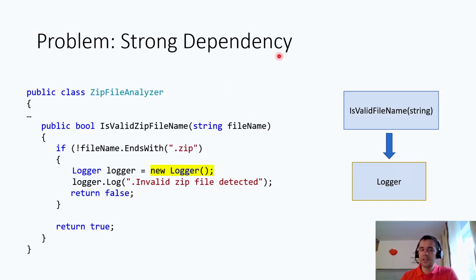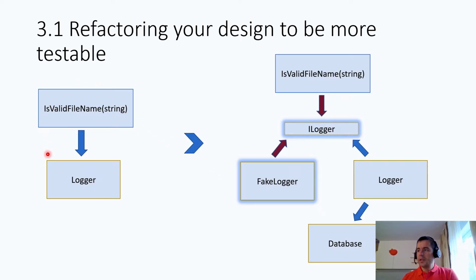Good. Normally in unit testing we have this problem: we have a strong dependency. For example, here we have this method we saw earlier, and it has a strong dependency on the logger. The strong dependency basically happens when you use the new keyword and we create a new instance of the logger directly. How can we solve that? We introduce an ILogger interface, so we now depend on an abstraction, not on the concrete implementation. For the unit test, we use a fake logger, and for the production code, we use the real logger, which maybe logs into a database.